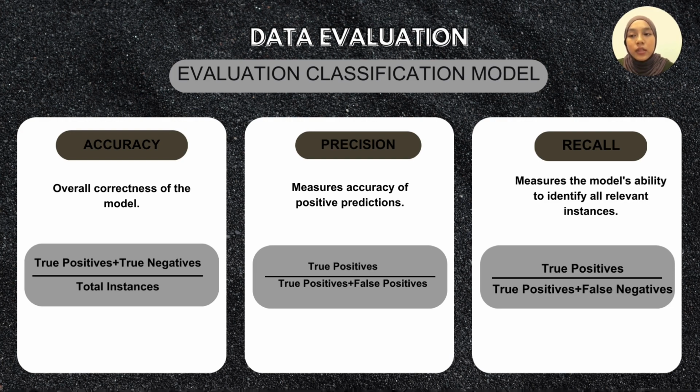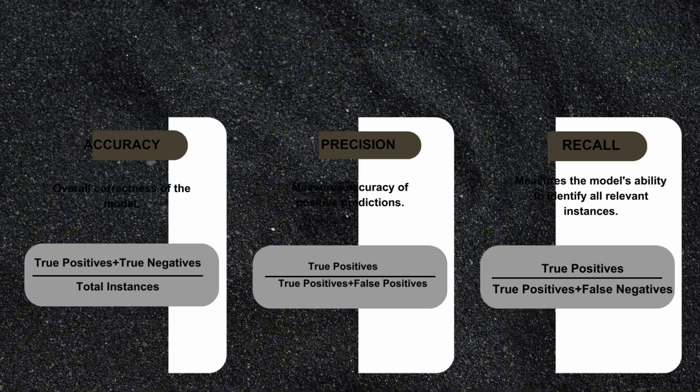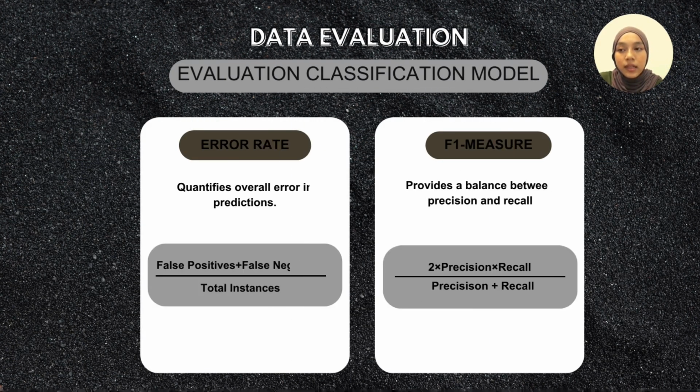For data evaluation, we need to evaluate the classification model, using accuracy, precision, recall, error rate, and F1 score. Accuracy is the overall correctness of the model. Precision is the measure of accuracy of positive predictions. Recall is the measure of the model's ability to identify all relevant instances. Error rate quantifies the overall error in the prediction. F1 score provides a balance between precision and recall.